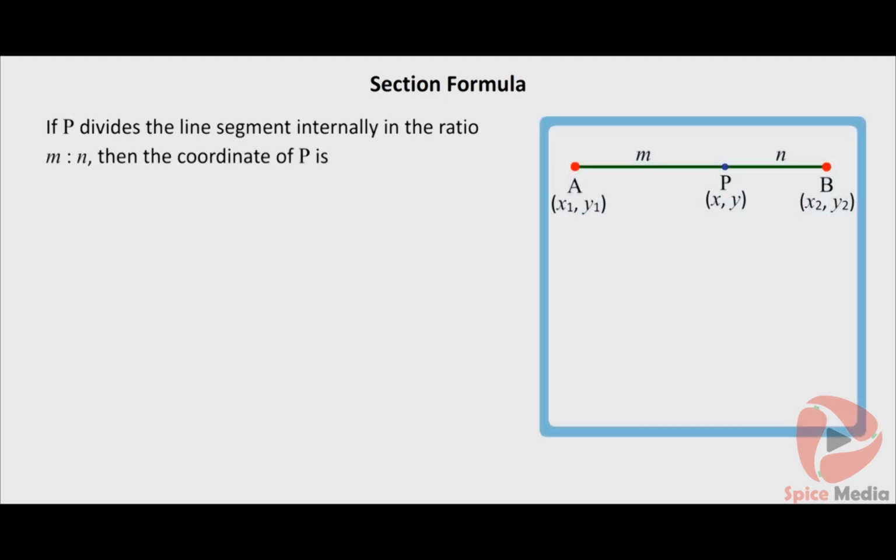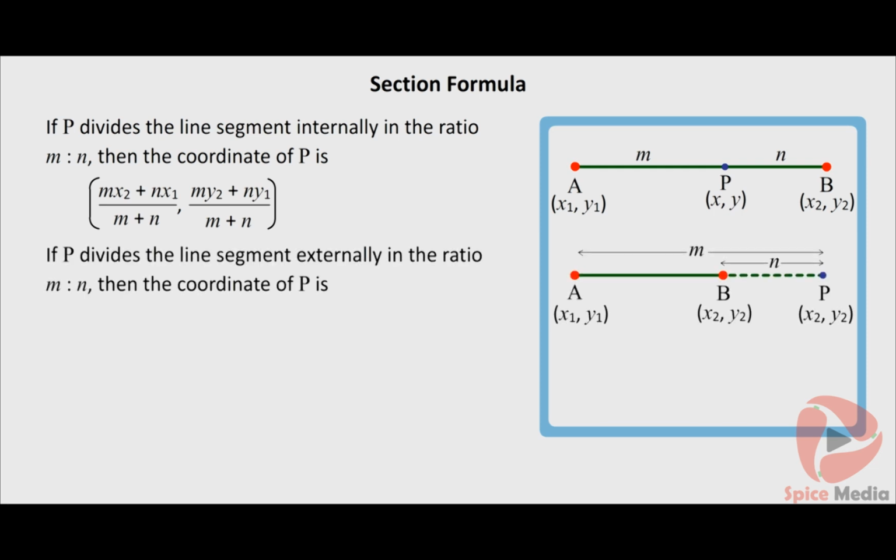Let us look at the section formula. If P divides the line segment internally in the ratio m:n, then the coordinate of P is (mx2 + nx1)/(m + n), (my2 + ny1)/(m + n). If P divides the line segment externally in the ratio m:n, then the coordinate of P is (mx2 - nx1)/(m - n), (my2 - ny1)/(m - n).